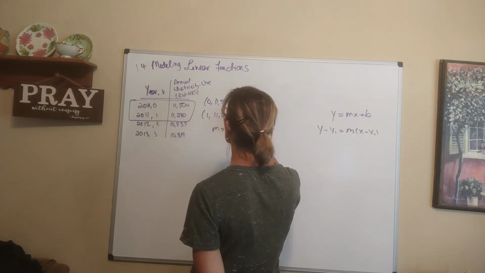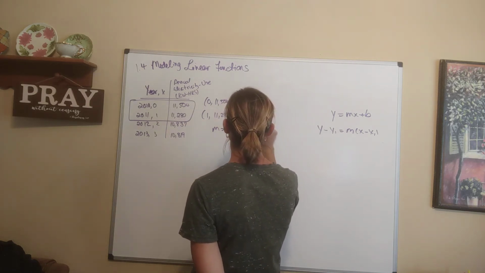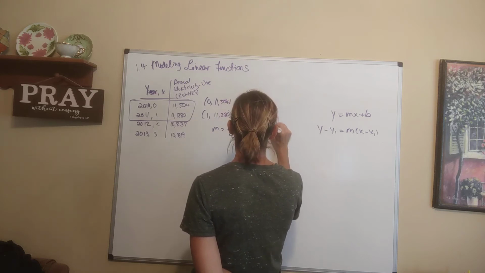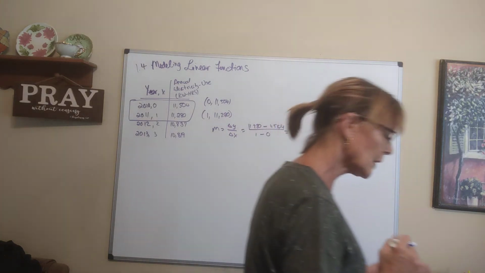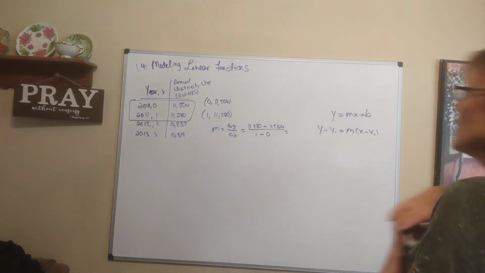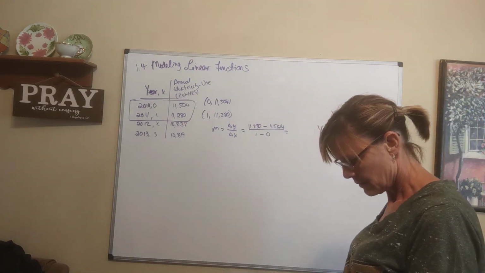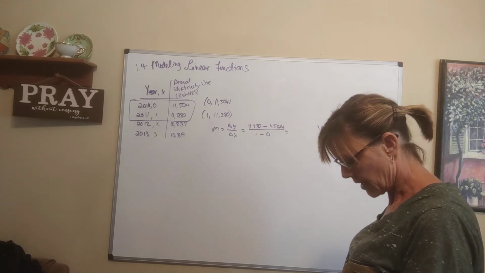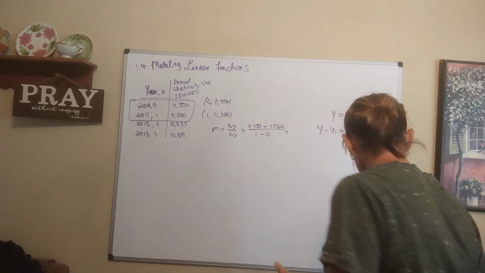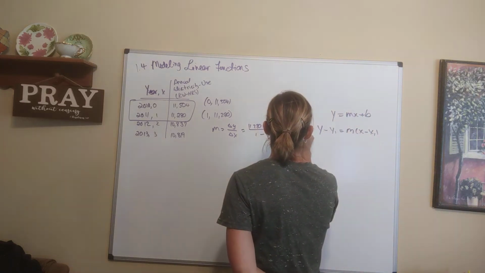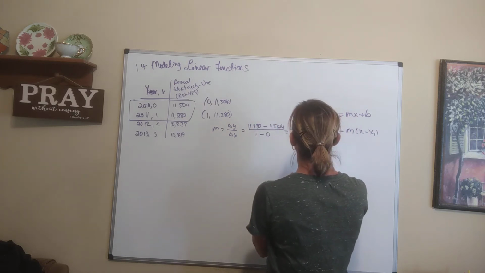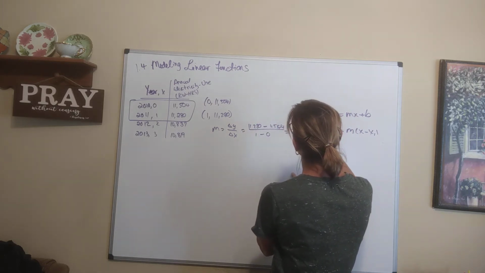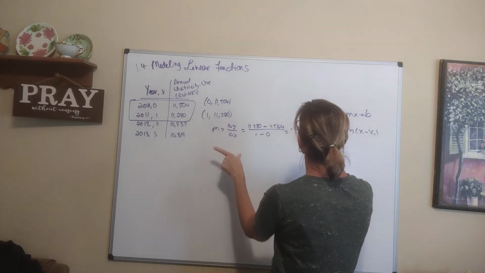So y2 is going to be 11,280 minus y1, 11,504, over 1 minus 0. And so, let me get my calculator. 11,280 minus 11,504 is negative 224. Negative 224 over 1. The units on this is going to be kilowatt hours per year.